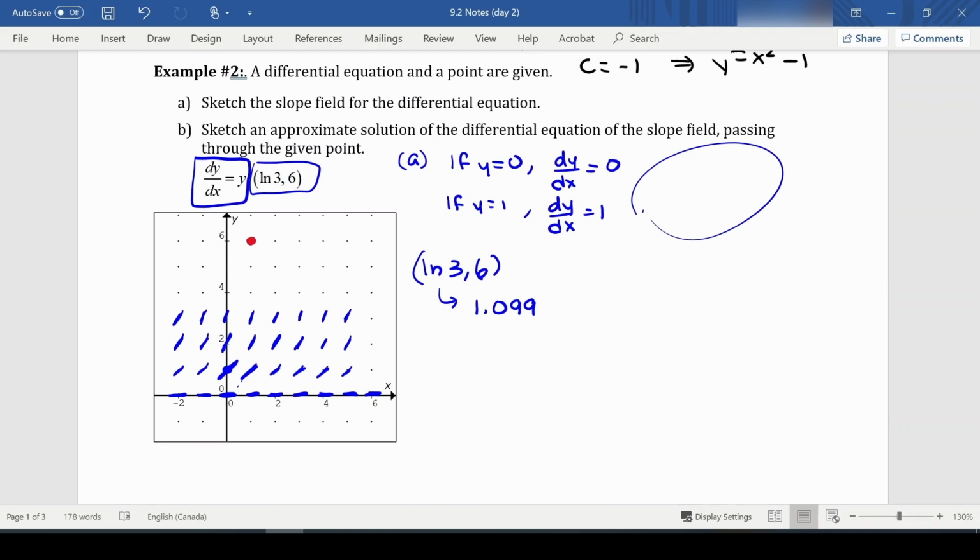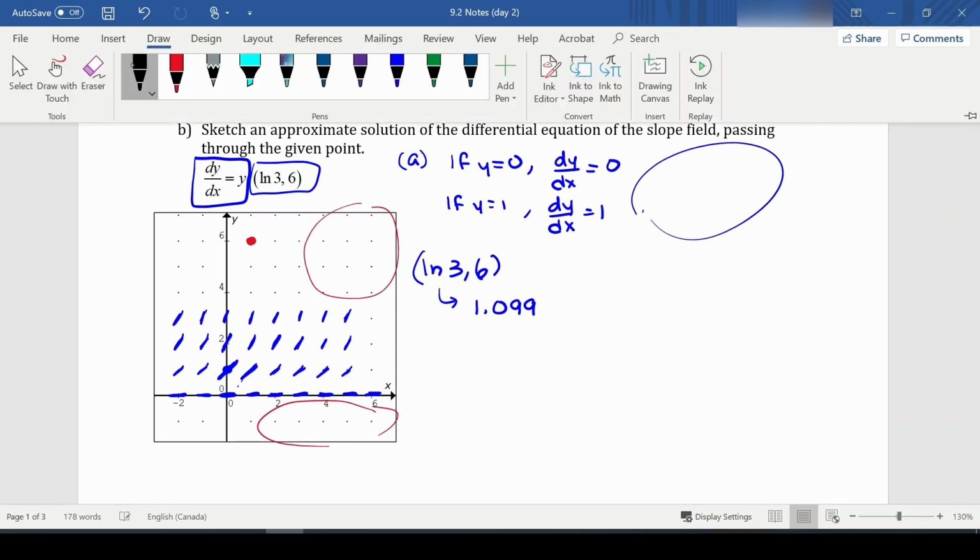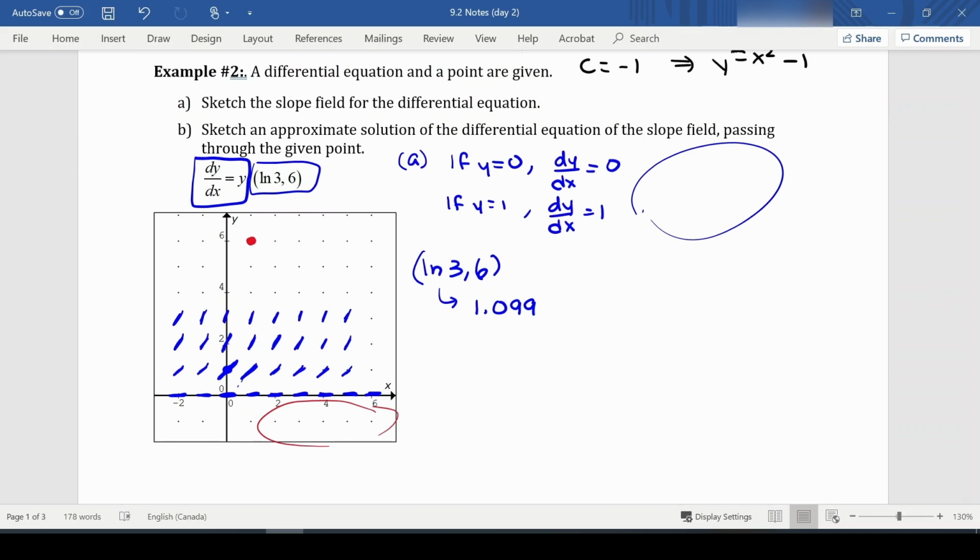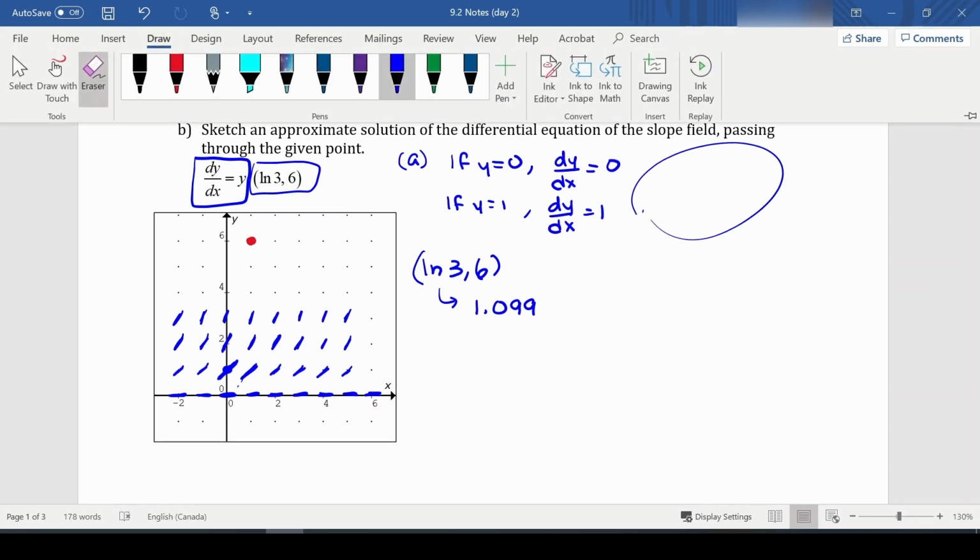So we need some more points up in this general area to figure out where we're going, but we don't really need any points way over here. We don't need any points way down here. We can leave those alone. If you're taking an AP exam, usually it's 9 points that they'll give you. They'll give you a grid with 9 very distinct points at which they want you to draw your slope field.